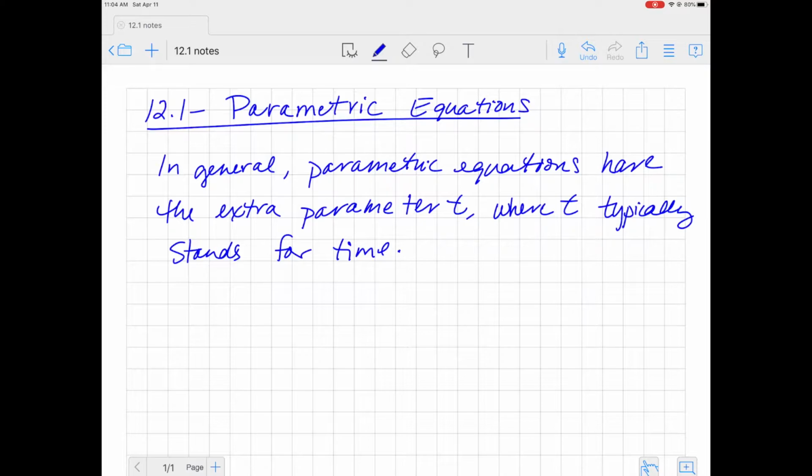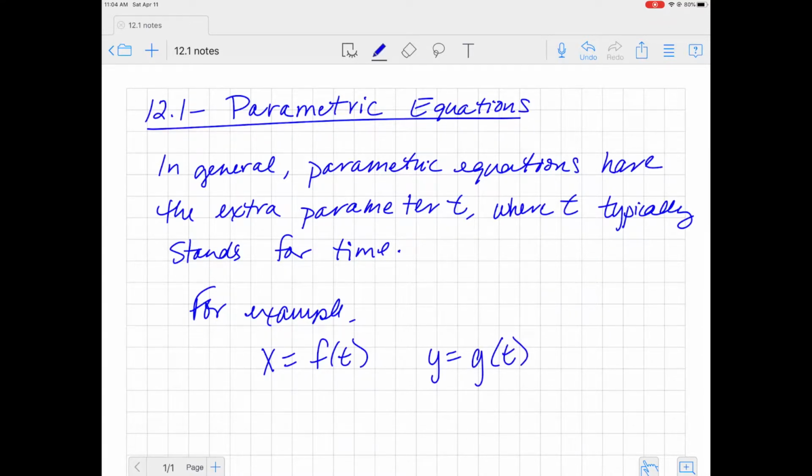And the other thing with parametric equations is they're split up. So for example, I have x is equal to f of t and y is equal to g of t, because it's a different function. Still a function, just it's good to denote it by a different variable. So that's what we're talking about.